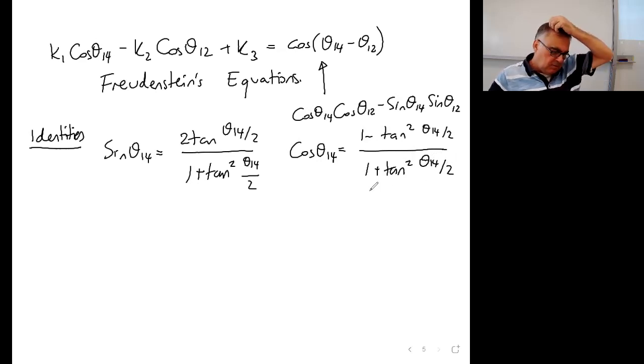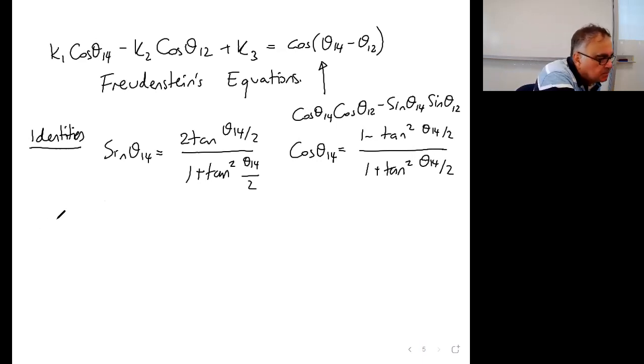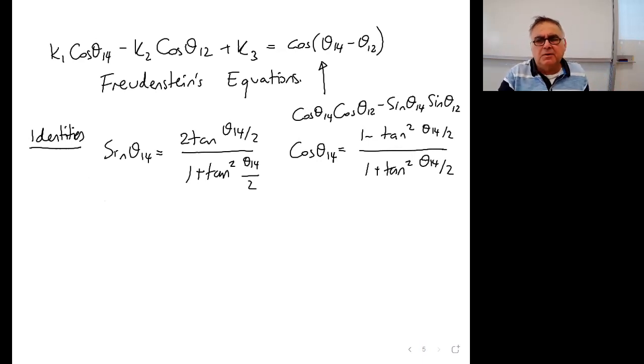So those are half angle terms. Now, if you substitute these into the following equation, Freudenstein's equation, it becomes very complicated, but it becomes the following. Let me just write it down.